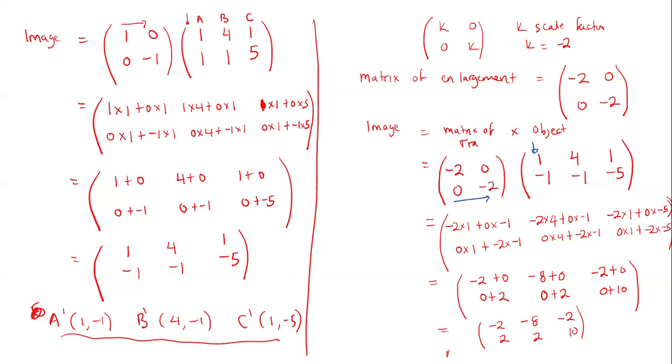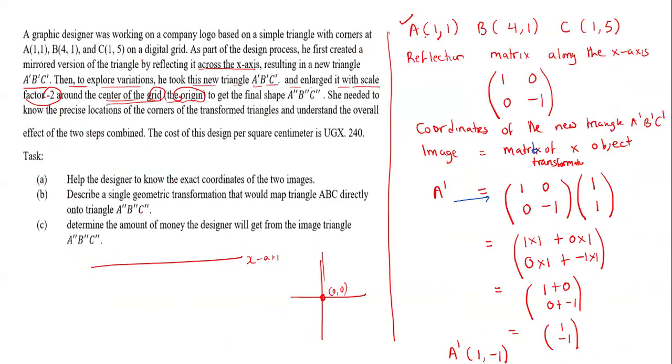Now we have to present them in coordinate form. A double prime is (-2, 2), B double prime is (-8, 2), then C double prime is (-2, 10). Okay. Thank you, Patricia. That is correct. Now, after doing so, please do not forget to respond back to the question. They wanted you to know the exact coordinates of the two images. So you can make a conclusion and say, the coordinates for the two images are, then you put those images.